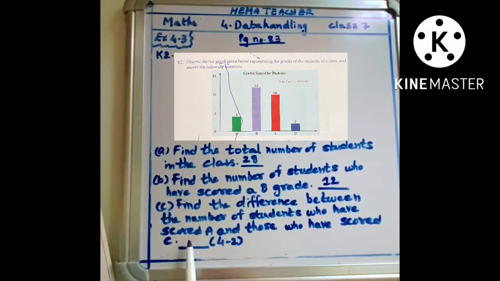C: find the difference between the number of students who have scored A and those who have scored C. There are 2 students. A grade 4 students and C grade 2 students. 4 minus 2, 2.